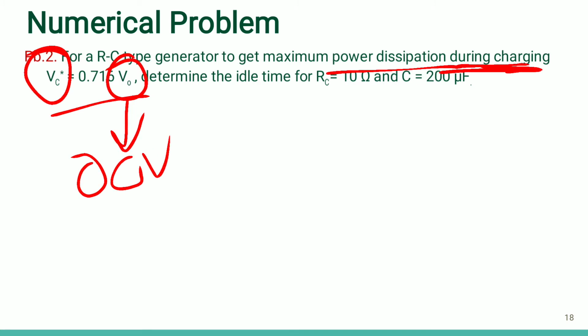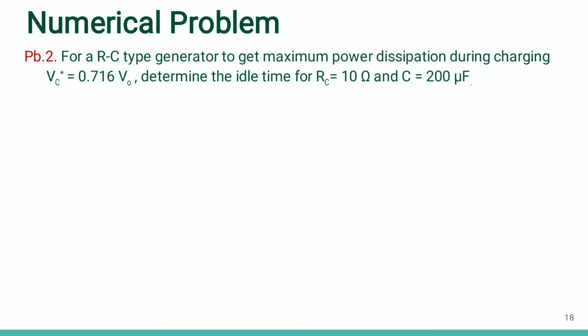Okay, determine the idle time for the RC when the value of charging resistance is 10 ohm and the charging capacitance is 200 microfarad. So what we have to find out is the idle time. The meaning of idle time here is related to the charging time, because everything that is given to you is related to the charging. So whatever time you find out as the idle time will give you the charging time.